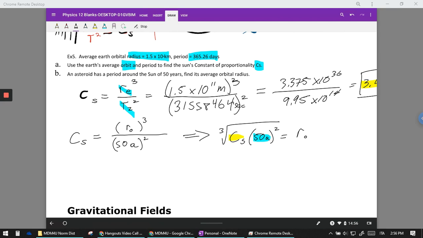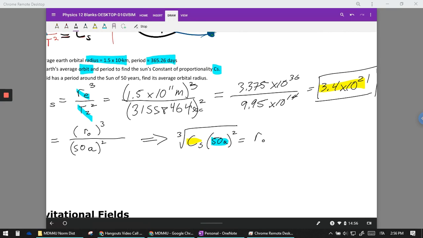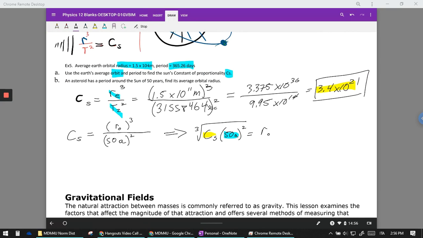I went ahead and plugged all these numbers in, and it looks like we've got a constant of proportionality, or C, for the sun of 3.4 times 10 to the 21. Hopefully I typed those numbers into the calculator correctly. I've been making a lot of mistakes on that lately. Now, an asteroid has a period around the sun of 50 years. Find its average orbital radius.